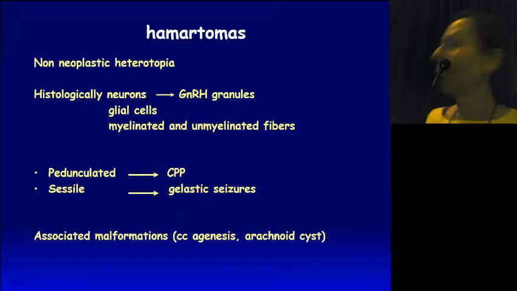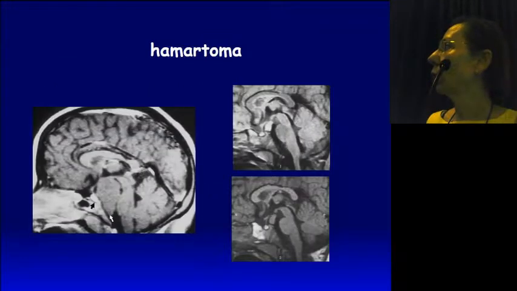These tumors may be very small, may be bigger. You can have all sizes, and histologically, they are made of neurons producing GnRH granules. They have glial cells and myelinated and unmyelinated fibers. So these tumors may appear like this. You may have this big potato arising from the floor of the third ventricle, and here is the pituitary gland.